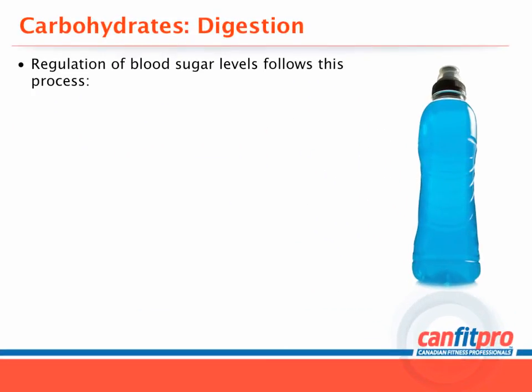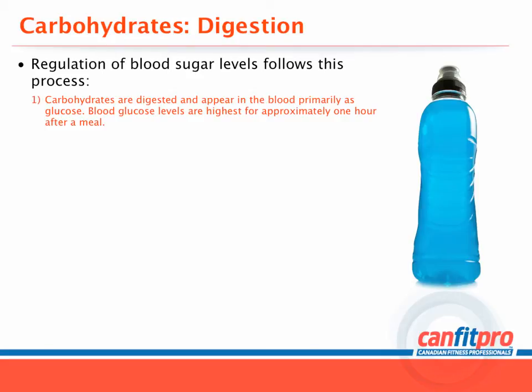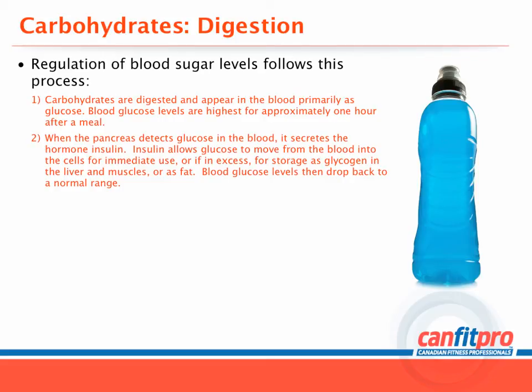Regulation of blood sugar levels follows this process. Carbohydrates are digested and appear in the blood primarily as glucose. Blood glucose levels are highest for approximately 1 hour after a meal. When the pancreas detects glucose in the blood, it secretes the hormone insulin. Insulin allows glucose to move from the blood into the cells for immediate use, or if in excess, for storage as glycogen in the liver and muscles, or as fat. Blood glucose levels then drop back to a normal range.